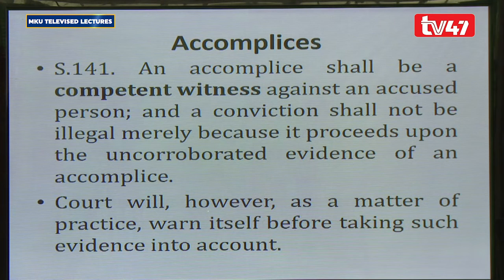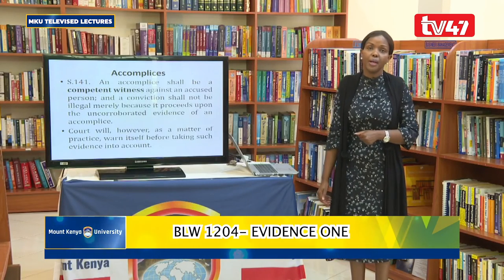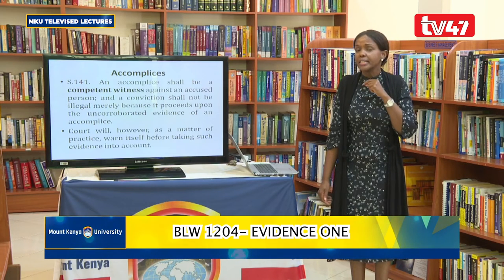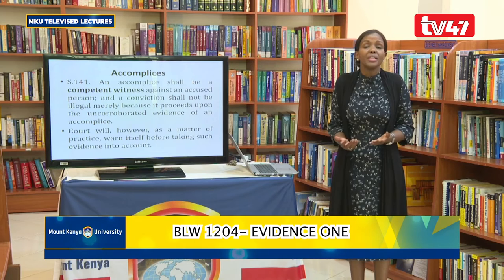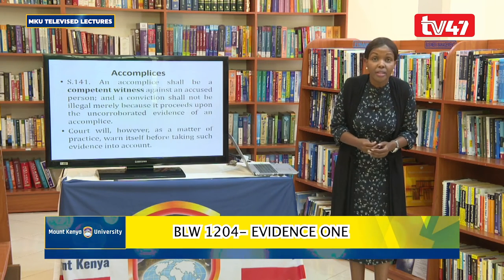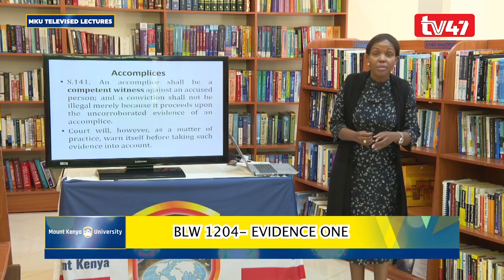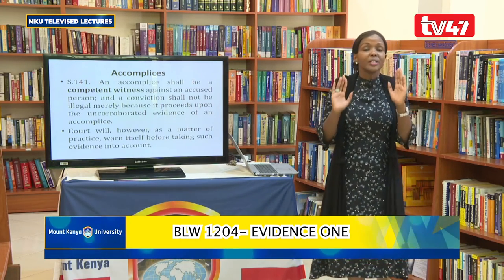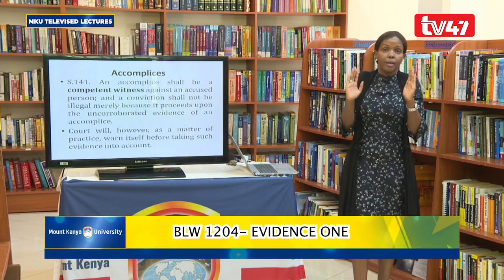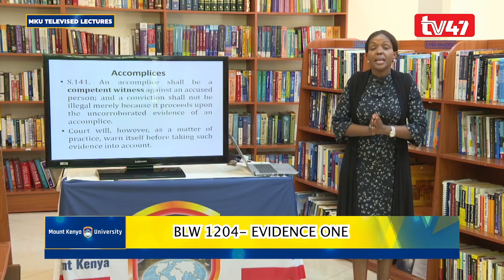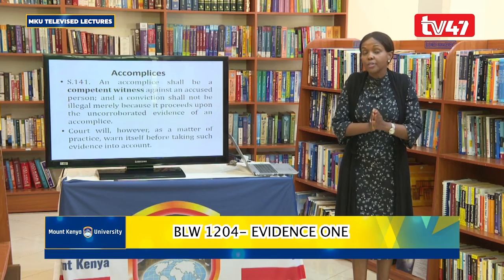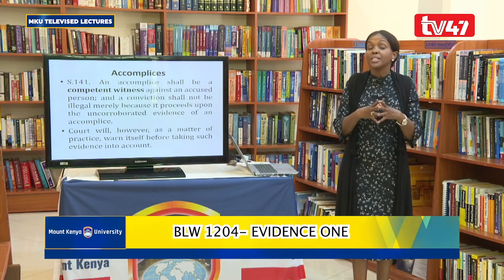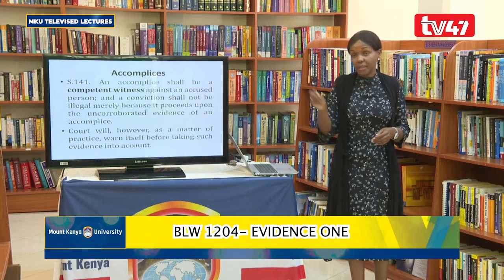And in fact, they go on to state that a conviction shall not be illegal merely because it proceeds upon the uncorroborated evidence of an accomplice. They don't even need to corroborate the evidence according to Section 141. The only thing which the court does is to warn itself of taking that particular type of evidence. Why do they warn themselves? Because they know that most of the time there is no honor among thieves. Accused one who has decided to go to the other side is probably trying to save their neck. All you can do when it comes to accomplice evidence is to remember your Section 57(2)(c) when it comes to character evidence, and be able to attack an accomplice on the stand with regards to their character. But please note, an accomplice is a competent witness against their fellow accused person.